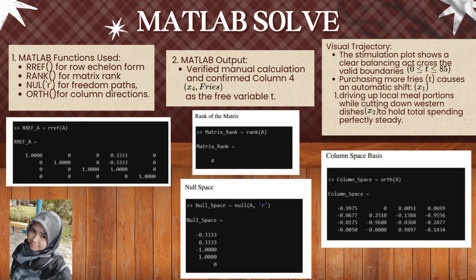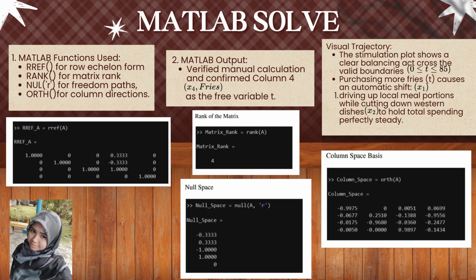To ensure absolute accuracy, we utilize several MATLAB functions. We use rref to confirm our row echelon form. We use rank to verify the matrix rank of 4. The null A function allows us to identify our free path, or the null space.